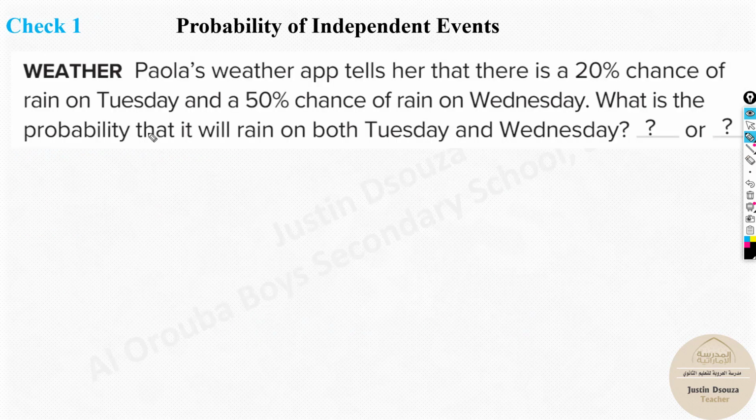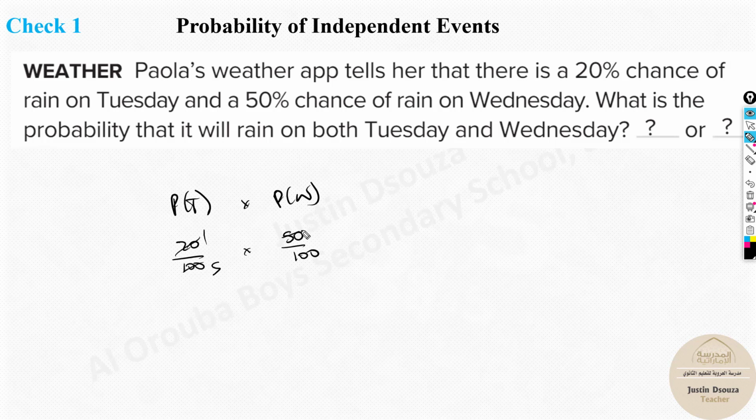Now we have another similar problem. Paula's weather app tells that there is a 20% chance of rain on Tuesday and a 50% chance of rain on Wednesday. What is the probability of rain on both Tuesday and Wednesday? Probability of Tuesday multiplied by probability of Wednesday. What is the probability of Tuesday? It's 20%, or 20 by 100, multiplied with what? 50 by 100. So all you need to do is multiply them.